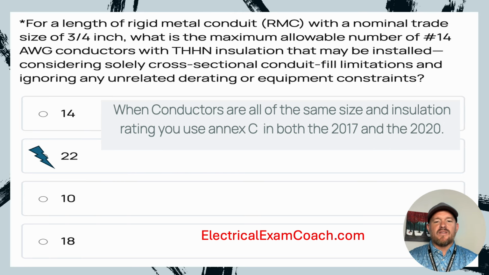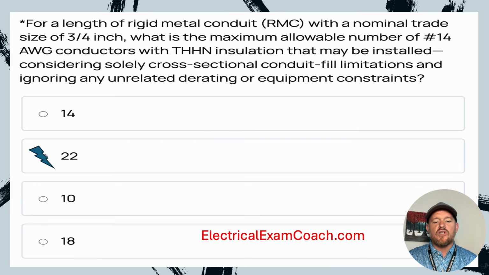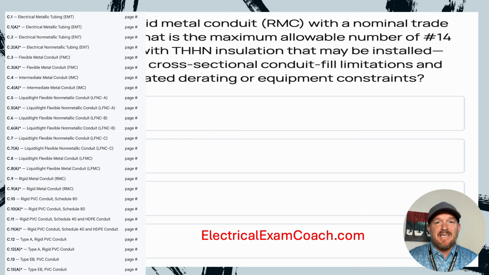When we're dealing with conductors that are all of the same size, we're going to be able to use Annex C in the 17, the 20, the 23, the 26, and likely forevermore. Let's go ahead and go through the process. So the first thing we're going to do is go to our Annex C Start Here page. Right at the beginning of Annex C, it's going to list all of the different types of raceways, conduits, and tubings, and what page number they're on.